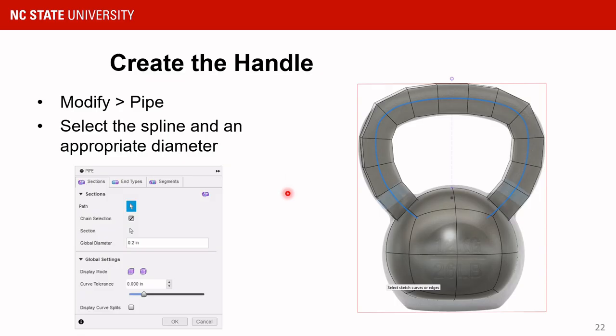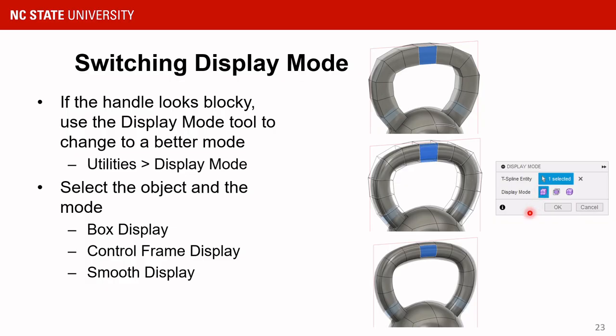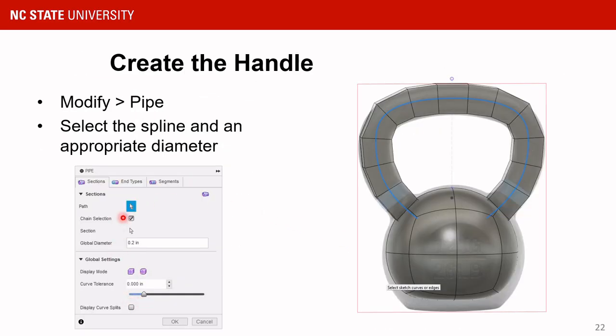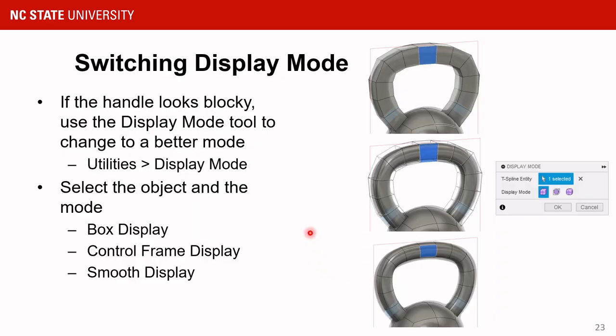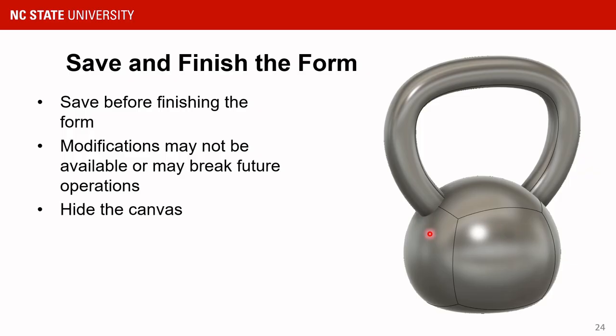So here is the walkthrough visual for what I just did. I created a pipe, selected the center line, and then went through and changed the display mode, and under segments, I edited the number of segments as well. And so now what we're going to do is save the form, and we just want to make sure that we might not be able to make any more modifications to this form afterwards. So make sure that all of your form creation and modifications are done before you save and finish the form.